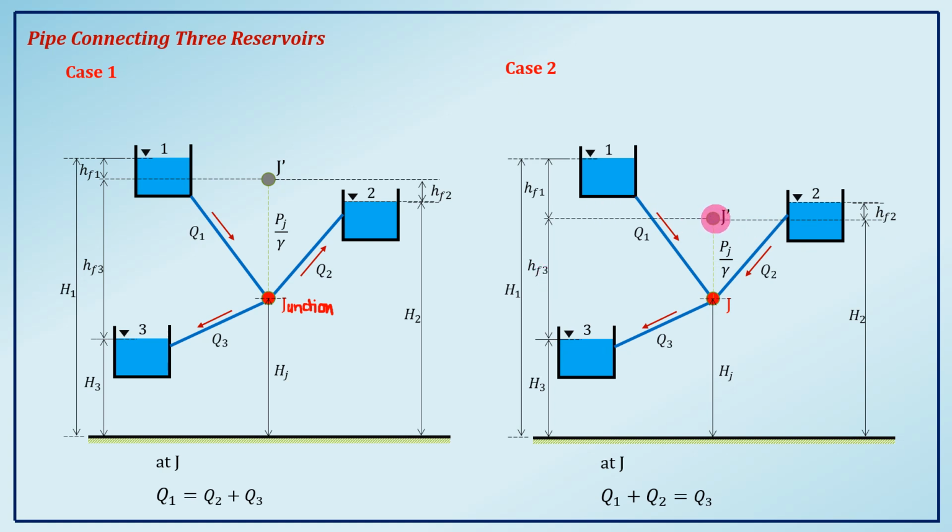So, J prime is lower than reservoir 2. This means we have 2 reservoirs supplying the third reservoir. So, we have Q1 and then Q2 pababa, no? That will be the flow. So, reservoir 1 and reservoir 2 will supply reservoir 3. Now, we have this relationship that Q1 plus Q2 is equal to Q3. So, again, this is from your continuity equation. What comes in, what comes out.